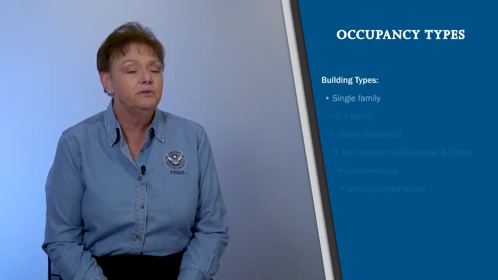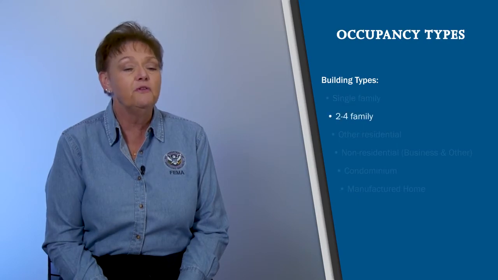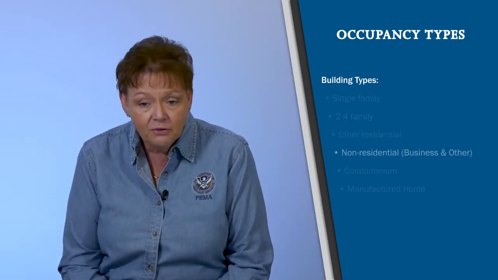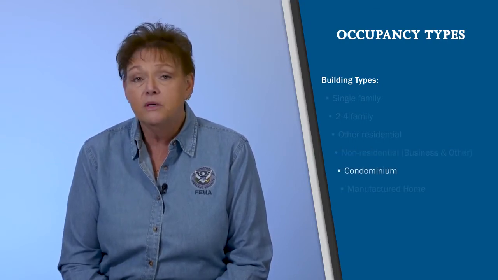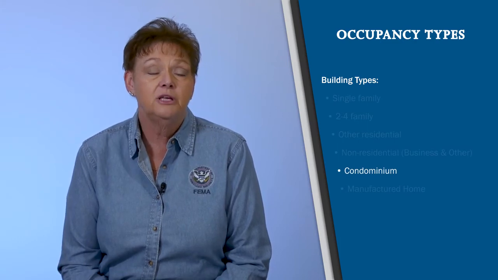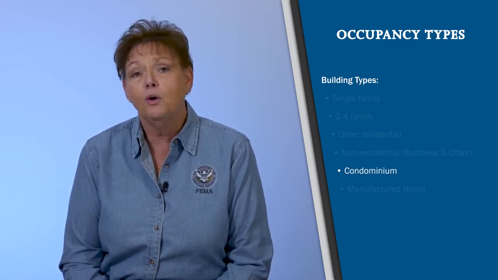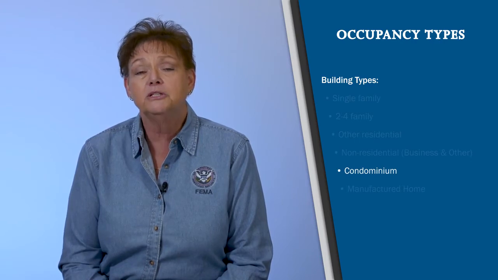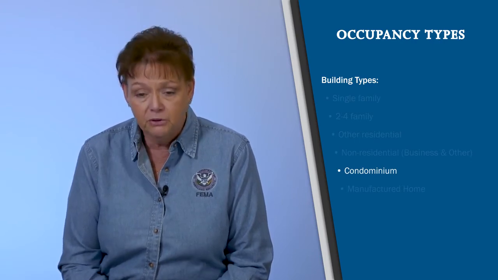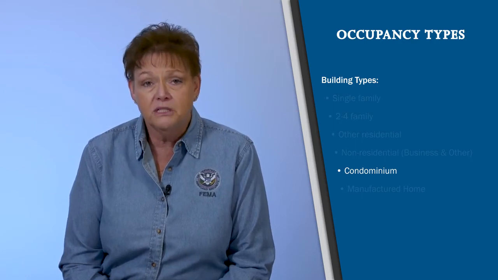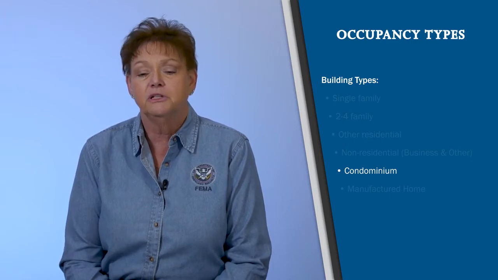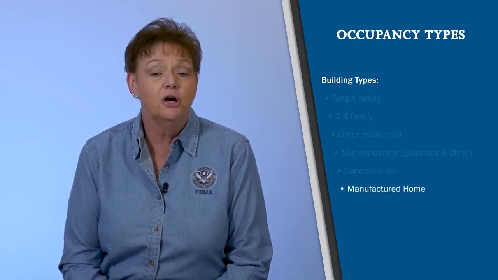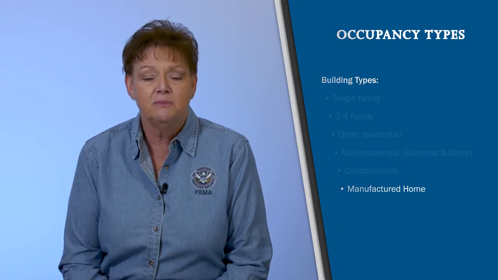So occupancy types, we talked about single family, 2 to 4 family, other residential, non-residential business, and non-residential other. There are always the condominiums, whether it's a single unit being insured or a residential condominium association building. We also have non-residential condominiums that we have to cover in the National Flood Insurance Program. And then we've got manufactured homes. So those are the occupancy types.